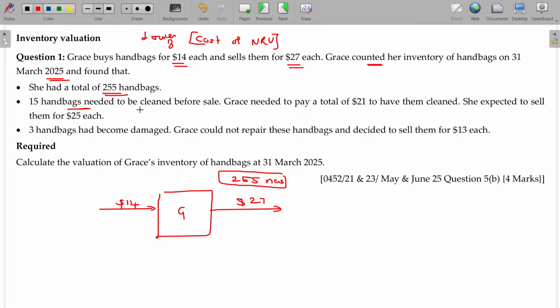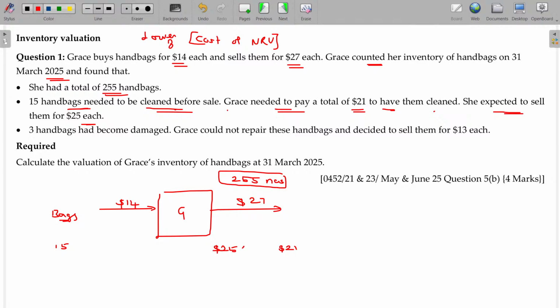15 handbags needed to be cleaned before sale. Out of that 15 bags, needed to be cleaned before sale. And Grace needed to pay a total of $21 to have them cleaned. So, before sale, she has to spend how much? $21 she has to spend. She expected to sell them for 25 each. What is the sale price? $25 only.